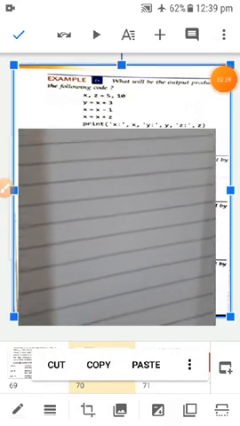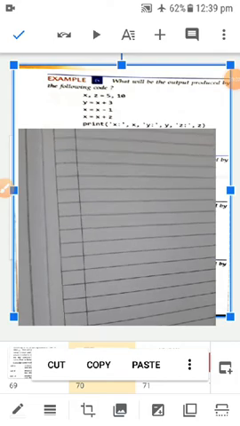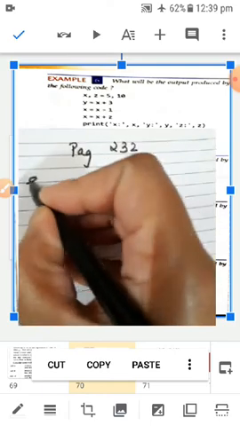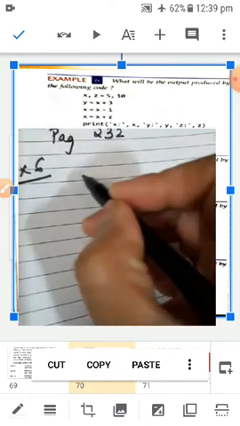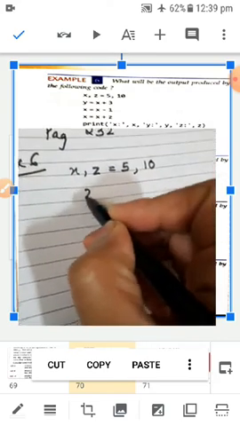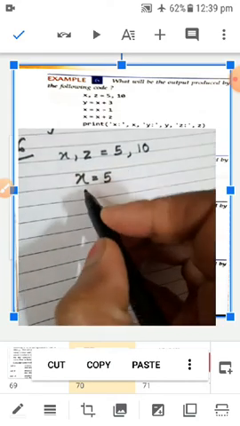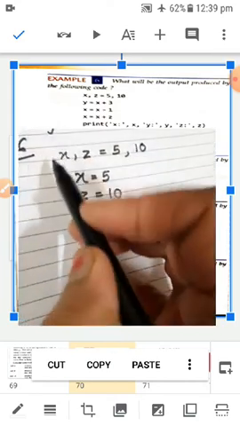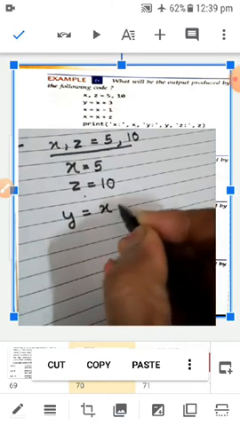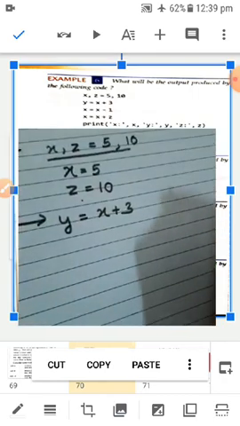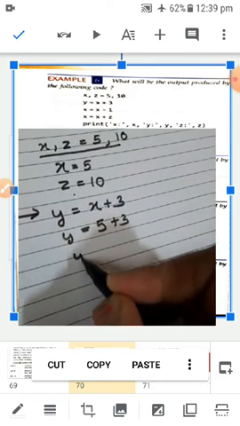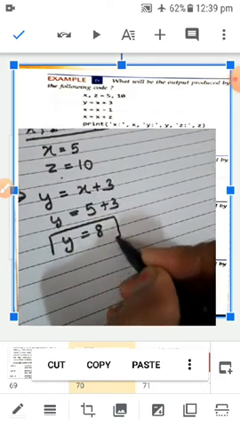Okay, let's discuss this question from page number 232, example 6. Now x comma z equal to 5 comma 10. It means x value is 5 and z value is 10. The meaning of this statement is this. Now the next statement, y equal to x plus 3. How are you going to solve this statement? Now x is 5, 5 plus 3 gives you y. y is equal to 8.